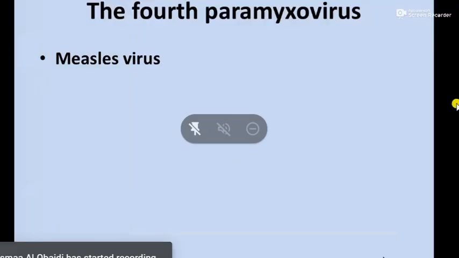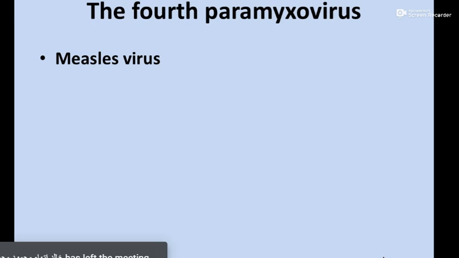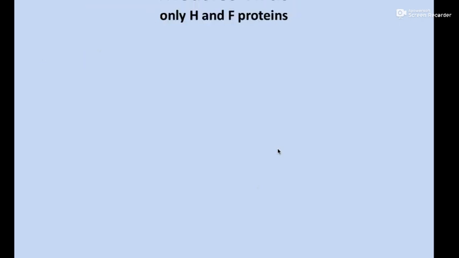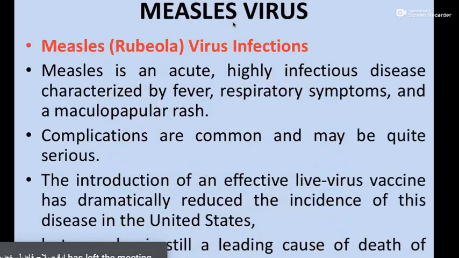The fourth paramyxovirus is the measles virus. A quick revision of the viruses we covered: paramyxoviruses include para-influenza, RSV, measles and mumps. We discussed three, and the last one, measles, is the most important. It contains only hemagglutinin and fusion proteins. Measles was previously called rubeola.